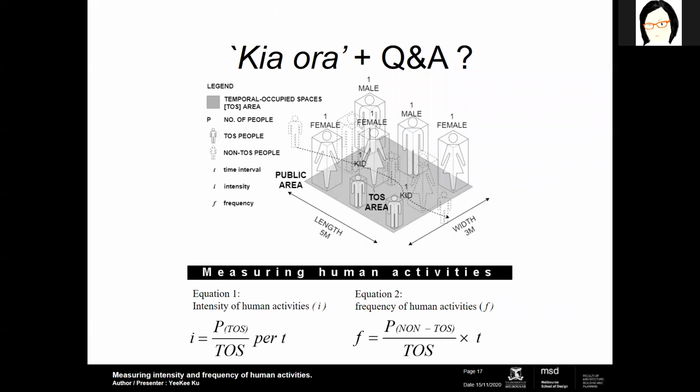In conclusion, the equations of intensity and frequencies can be generalized to measure human activities in any places, either in the interior of buildings or outdoor places. These measurements offer insights into human behavior that can be studied by interdisciplinary approaches. Finally, further development of these equations into quantitative indicators of real-time densities will improve the precision of current static density measurements for urban environment. Thank you.